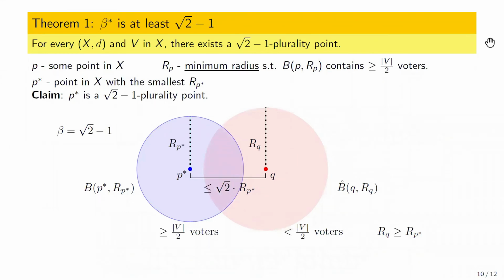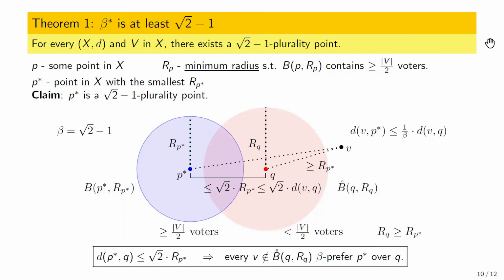The second case is that Q is close to P star, when the distance between P star and Q is at most square root 2 times Rp star. In this case, we can show that every voter that is located outside the open ball around Q will prefer P star over Q. And this is because the distance between P star and Q is small enough compared to beta. Now, since there are at least half of the voters outside this ball, we get that P star wins again. And this concludes the proof.